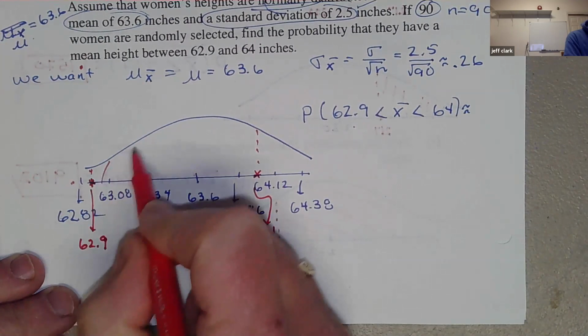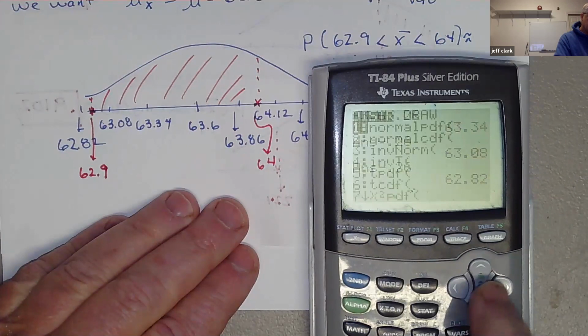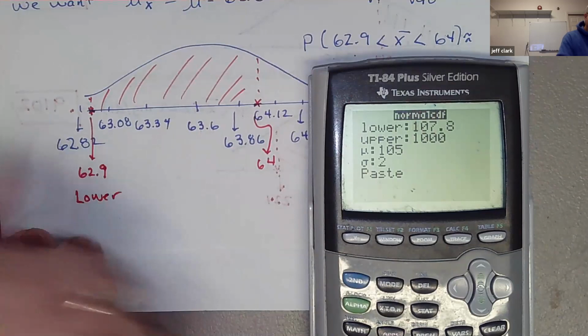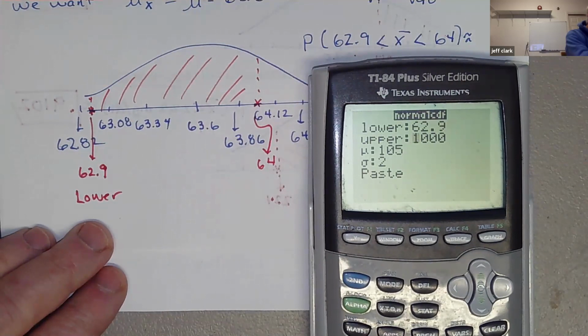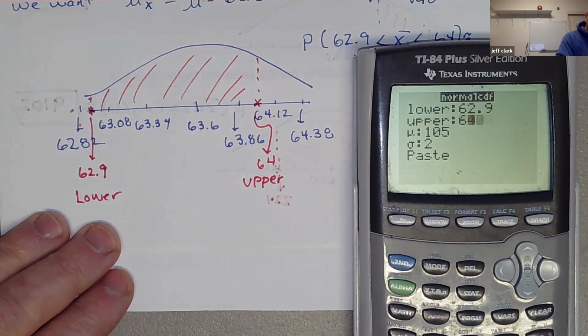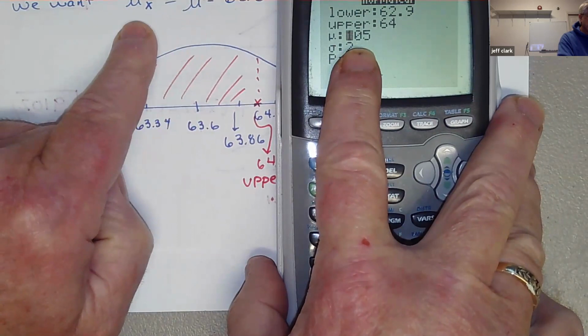So we go back to calculate the answer. We're going to go to normal CDF. Now, my lower is in red. That's my lower. This is my upper. Remember this is mu sub x bar. So, okay, right here. I know it says mu, but mu sub x bar and mu are the same thing. So I'm going to make that 63.6.